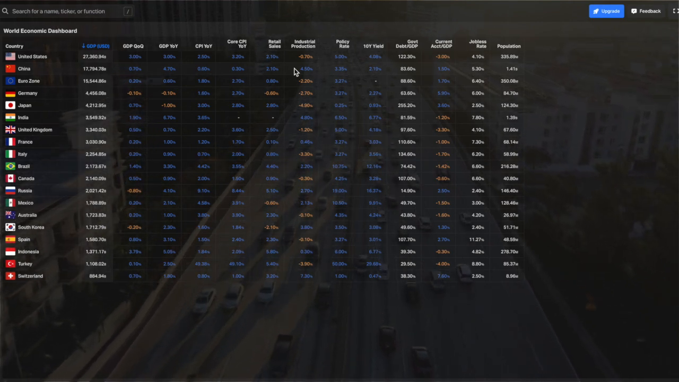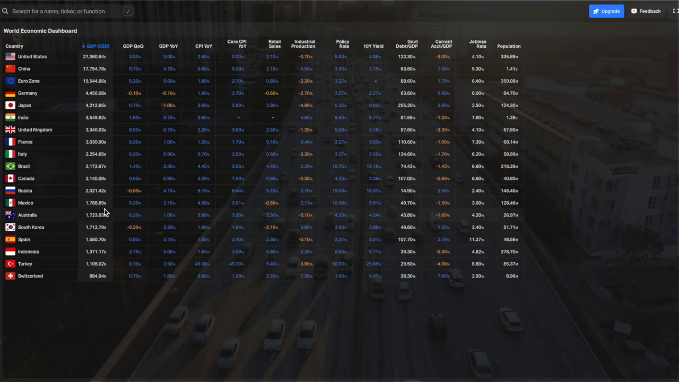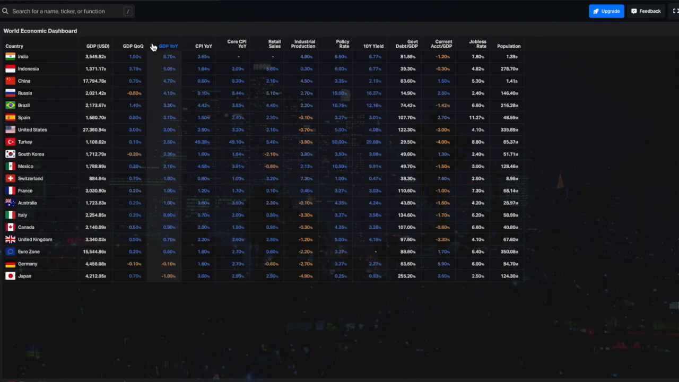Let's look at the GDP growth, right? These are the static numbers of the year 2023. What was the actual growth year on year? So this is from 2022 to 2023. The highest growing country was actually India with a 6.7% year on year growth.